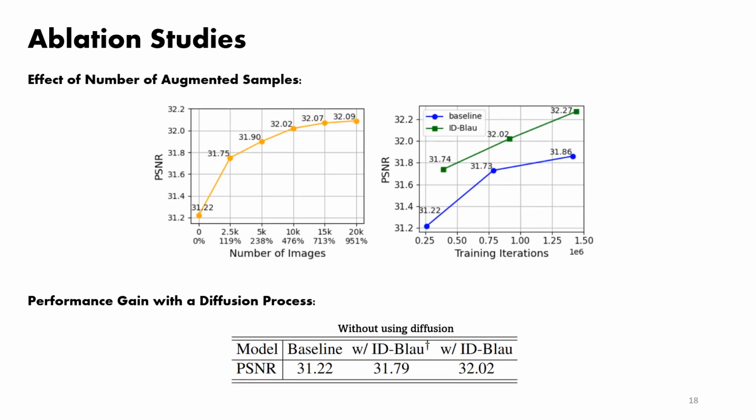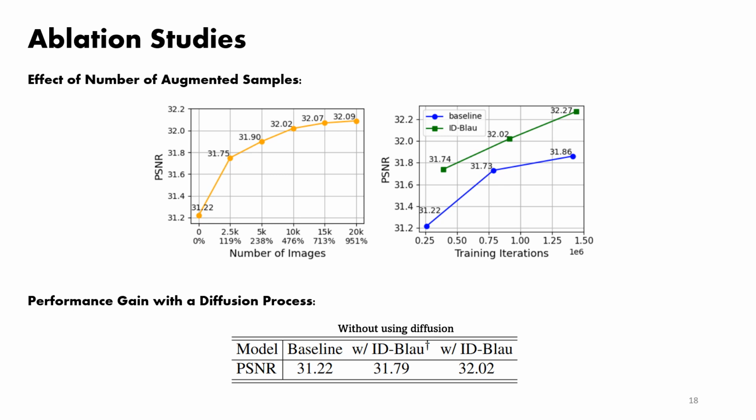We explored the effect of the number of augmented samples. The left plot shows that using more than 10,000 blurred images yields diminishing returns in performance improvement. Hence, we selected 10,000 images as our dataset size for the most effective performance enhancement. As shown in the right plot, ID-Blau consistently outperformed with the same training complexities, considering both pre-training and fine-tuning processes.